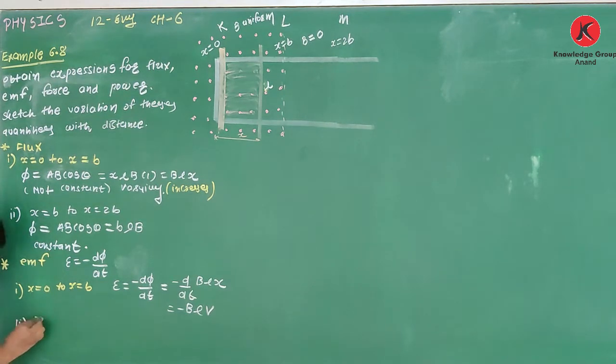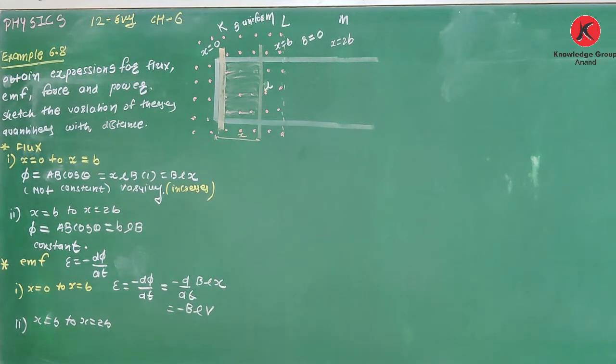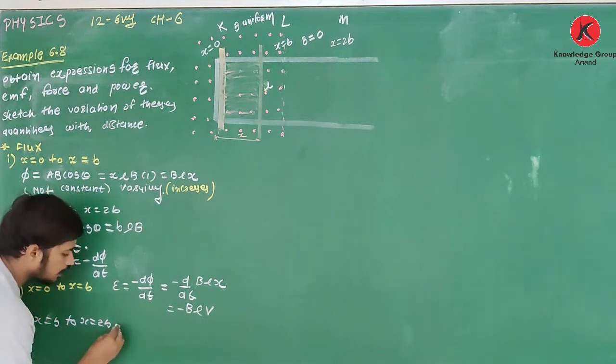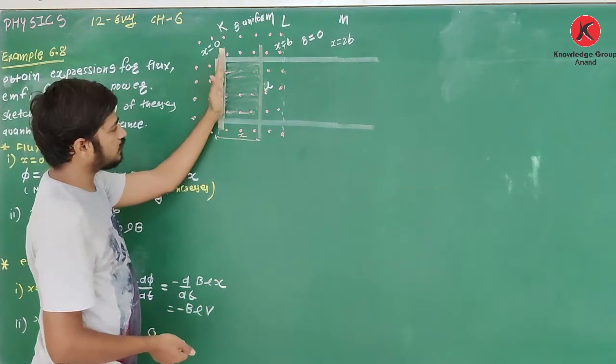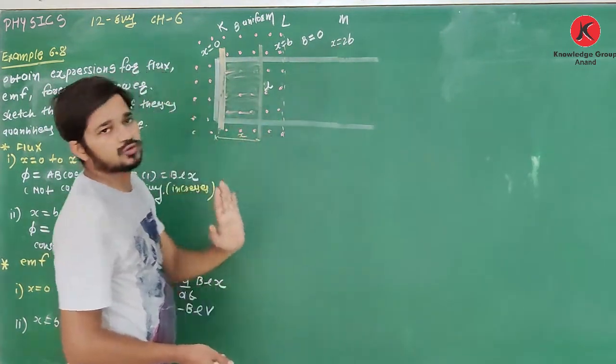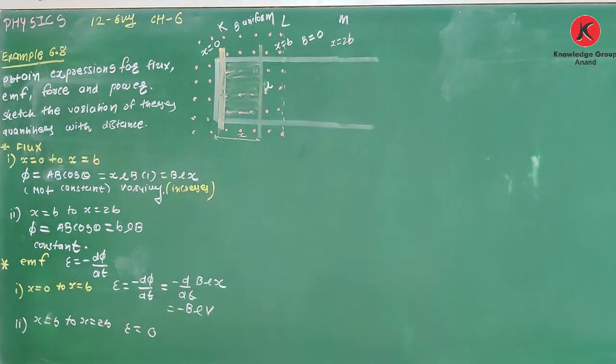Second, for the second region, that is from x equal to b to x equal to 2b, what is the value of EMF? It is 0, because from x equal to b to x equal to 2b, flux is constant. Right now we are discussing only this process when it is moving from x equal to 0 to x equal to 2b. Clear about this?